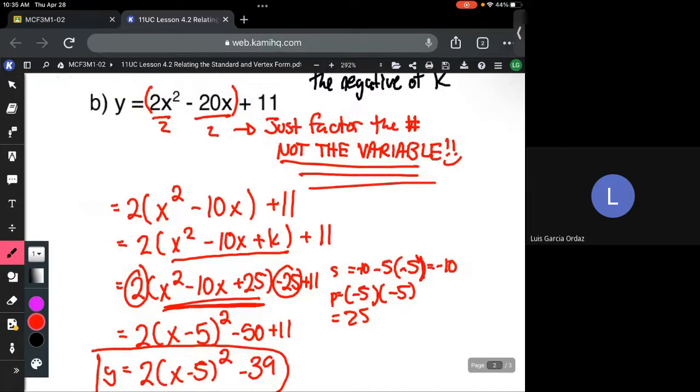Confusion, eh? That's the only difference, is when you have a number in front of the variable, you have to multiply it by that negative number outside the bracket.